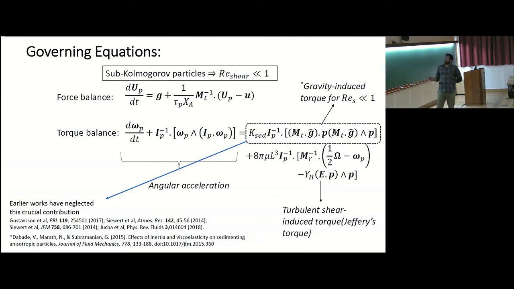In the torque balance, we have two major components. This contribution was the one calculated by Jeffery, and this is because the particle sees a fluctuating linear flow. This term is the new term that we have added to the equation. It is the gravity-induced torque due to the small but finite Reynolds number at particle scales. This was calculated earlier in our group by Vivek and Navneet, and previous works in this field have neglected this contribution. So this is the showstopper in our case.